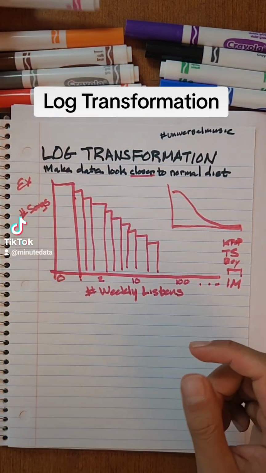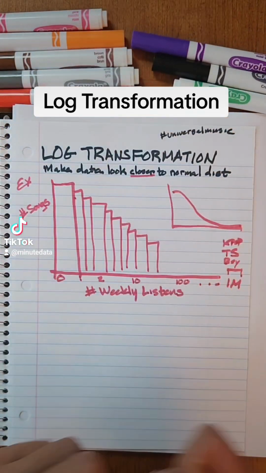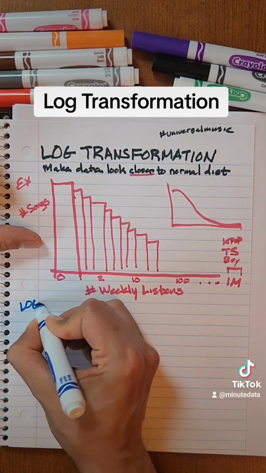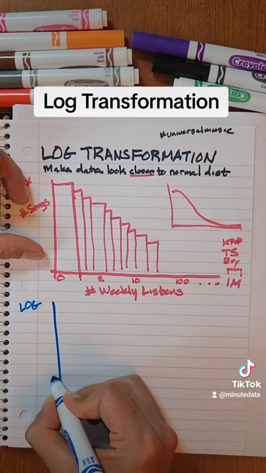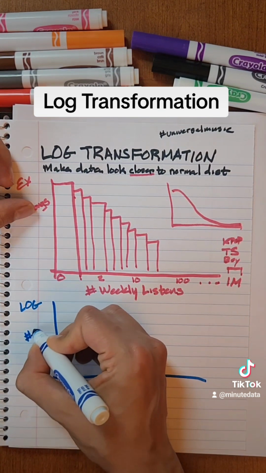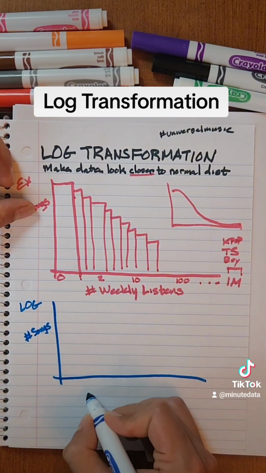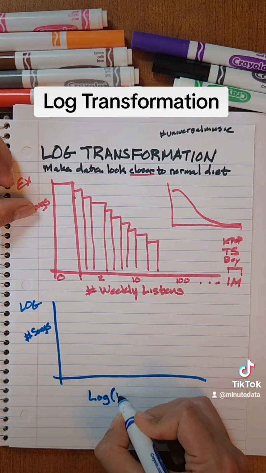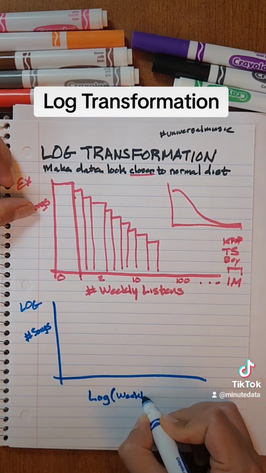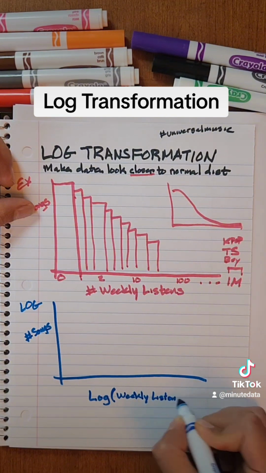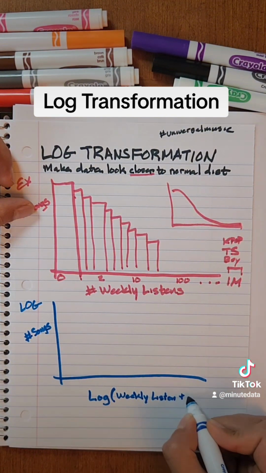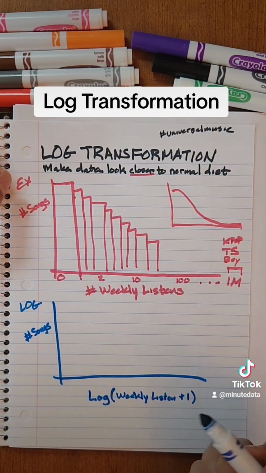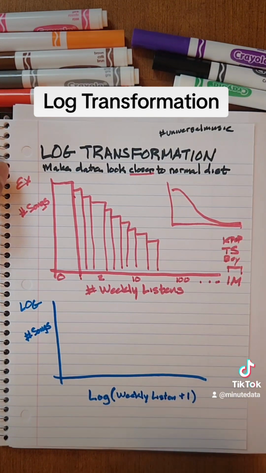So, what does log transformation look like? Let's now do our log transformation. Our y-axis, again, is going to be number of songs. And then here on our x-axis, we're actually going to take the logarithm of weekly listens. In most cases, it's actually going to be weekly listens plus 1 because log of 0 is undefined. So just adding that 1 there makes it, let's see, log of 1 is like 0.